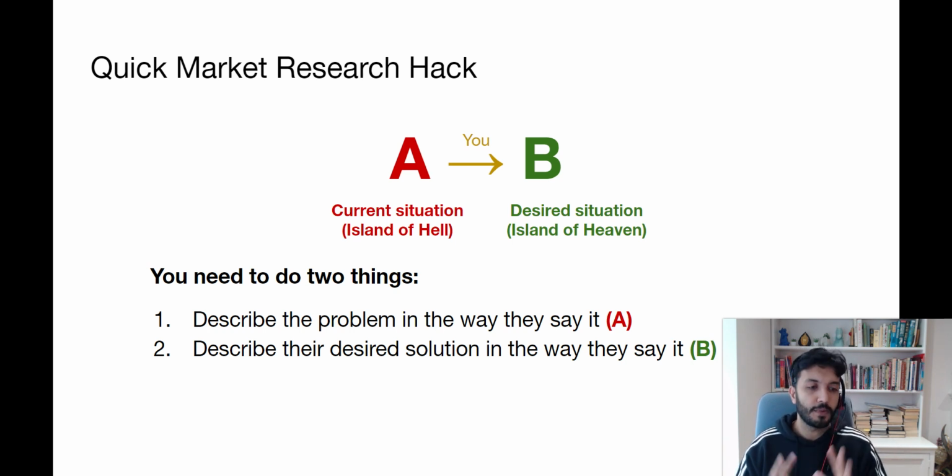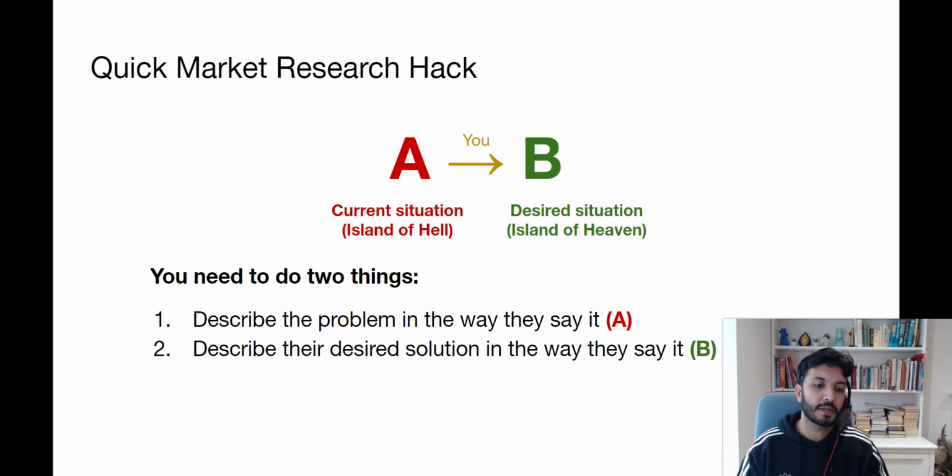So in market research, you simply need to do two things. You don't actually need to spend hours and hours learning about your target prospect. This can be done very quickly by answering two questions. The first thing is you need to describe the problem, and this bit's important. You need to describe the problem in the way they say it, using their words. So that means you've got to describe situation A using their words, how they think about it. And then you need to describe situation B, which is their desired solution, the result they want, the desired outcome, in the words that they use for where they want to go.